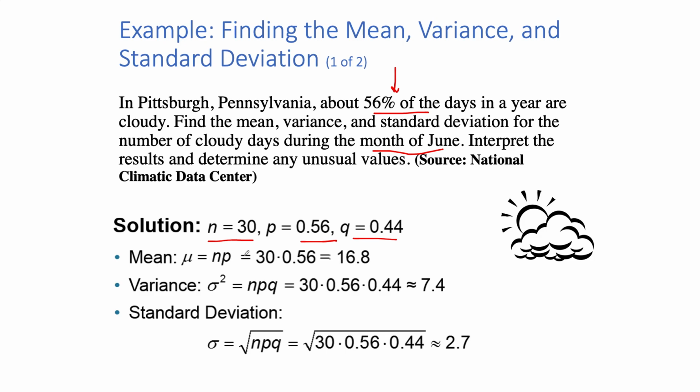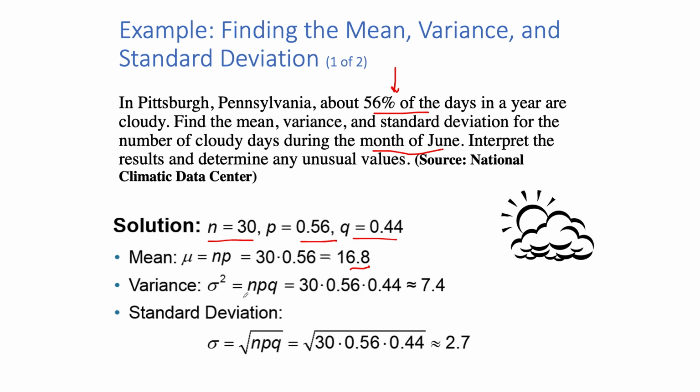So the mean for this distribution is just n times p. n is 30, p is 0.56, so 30 times 0.56 is 16.8. So on average in the month of June, 16 and about 17 days roughly speaking are going to be cloudy, okay?